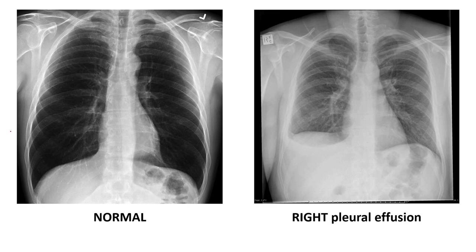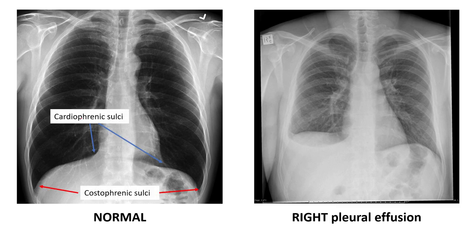Hello and welcome. In our standard chest X-ray, there are what we call the cardiophrenic sulci and the costophrenic sulci. A sulci, for plural, means a space or a crevice.